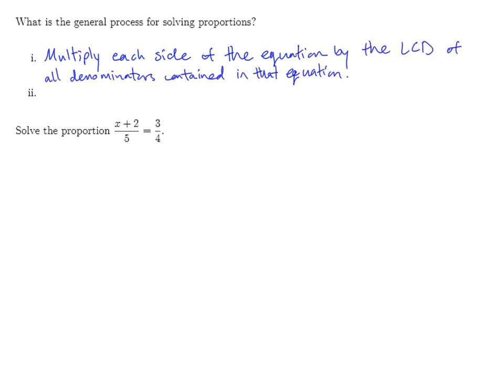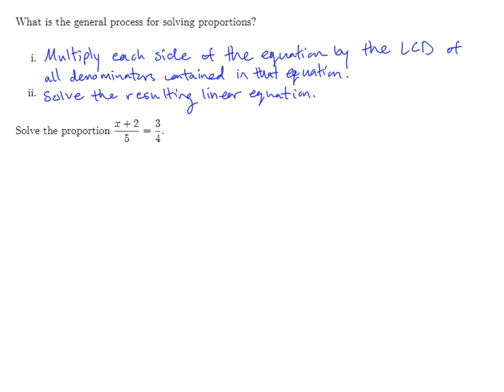As a second step, we'll simply solve the resulting linear equation. And this has quite a bit more involved to it, but we should be pretty familiar with that right now. So in solving that resulting linear equation, we'll use the distributive, associative, and commutative properties to simplify each side of the equation. And then after that, we'll use the additive and multiplicative properties of equality to isolate and solve for the variable. So let's look at an example.